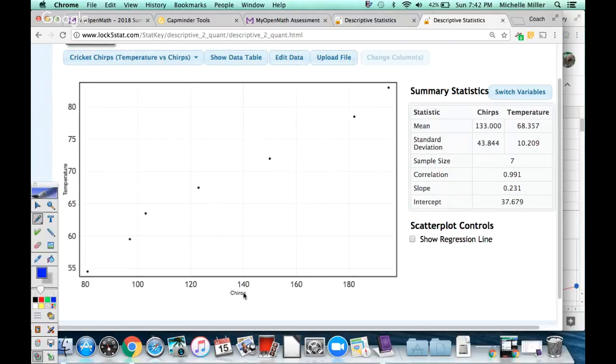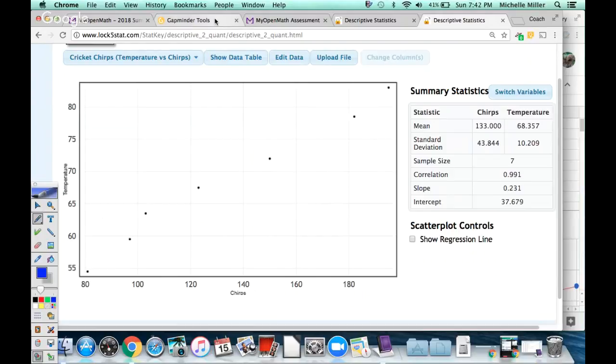So do the cricket chirps make the temperature increase in the environment? I don't think a cricket can change the environmental temperature. It could go the other way. Maybe the temperature affects how much the cricket chirps. Okay? So causation is one variable. There's some kind of reason that it might force another variable to change. And you just never know about that.